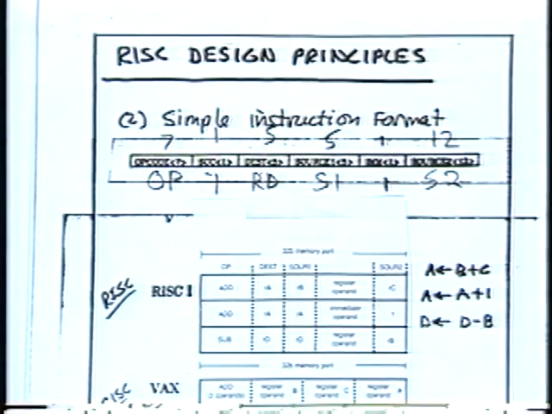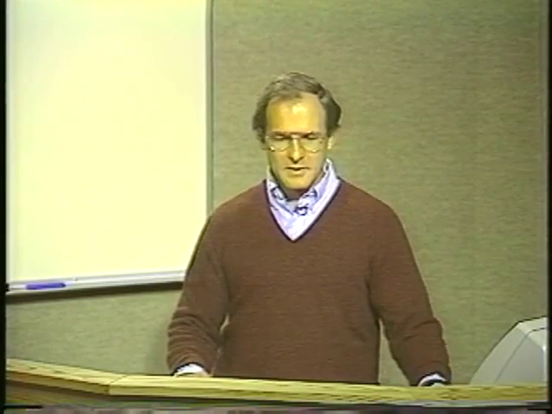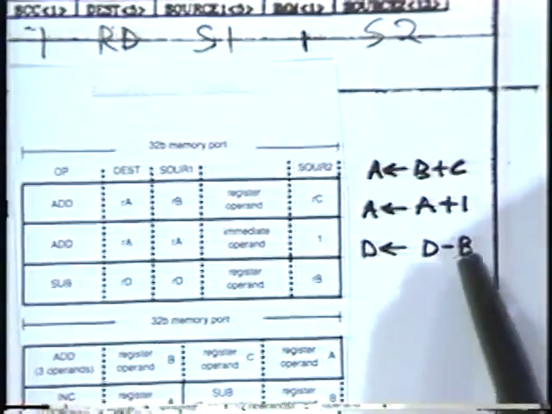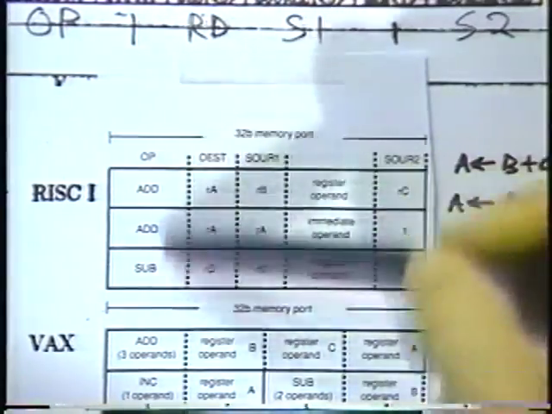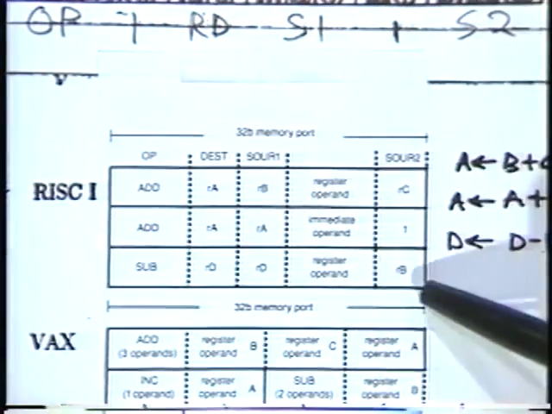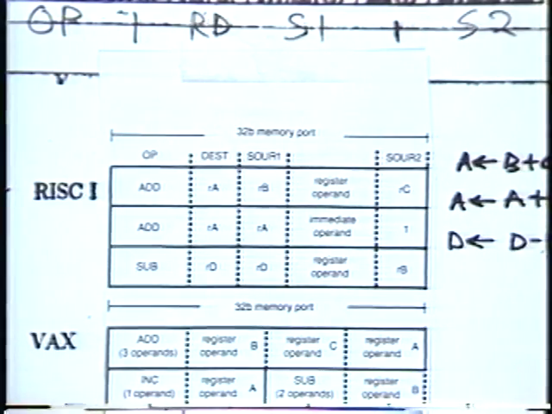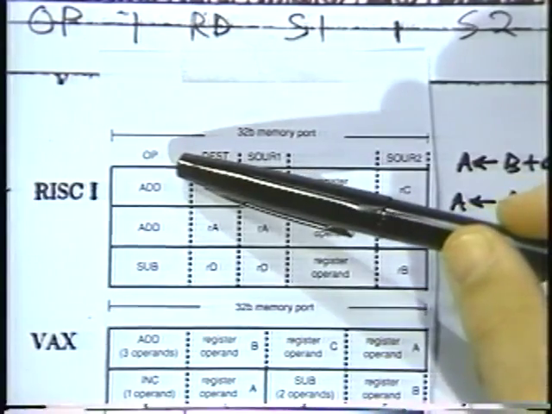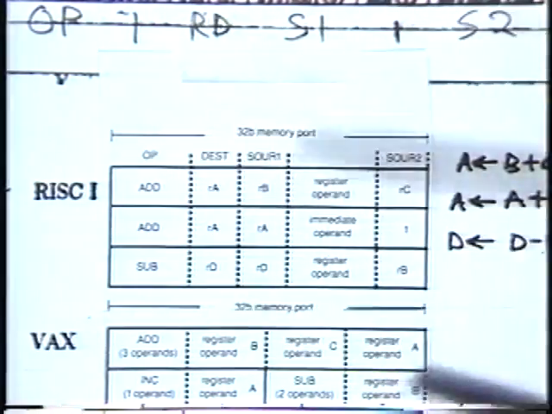Every single operand takes the same format. So why does that matter? It matters when you're trying to execute and decode and build a pipelined computer. So here's the format for RISC-I for this sequence: A gets B plus C, A gets A plus 1, D gets D minus B. You can see that for the RISC style, every opcode, destination, and source is in the same location. What that allows us to do is reduce the cycle time of the pipeline. That makes the decoding much simpler, at the cost of wider instructions and bigger programs.